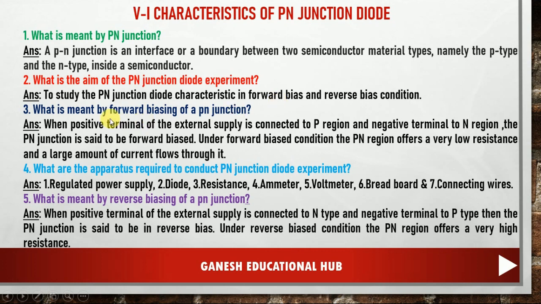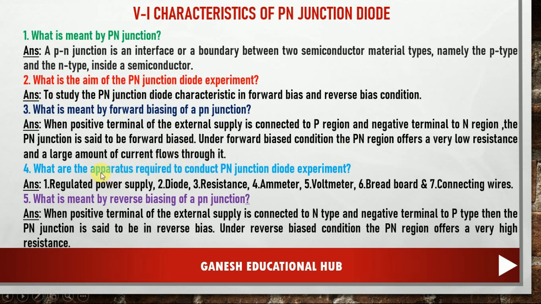What is meant by forward biasing of PN junction? When the positive terminal of external supply is connected to P region and the negative terminal connected to N region, the PN junction is said to be forward bias. Under forward bias condition, the PN region offers a very low resistance and a large amount of current flows through it.